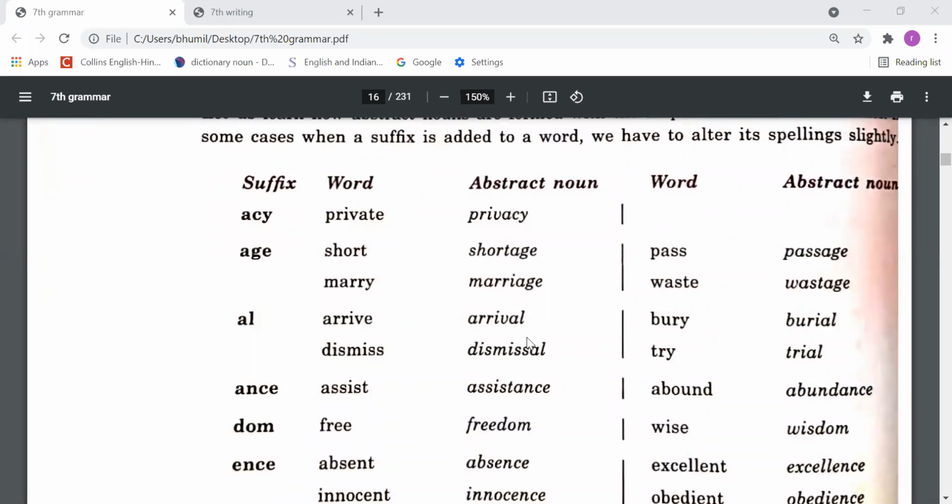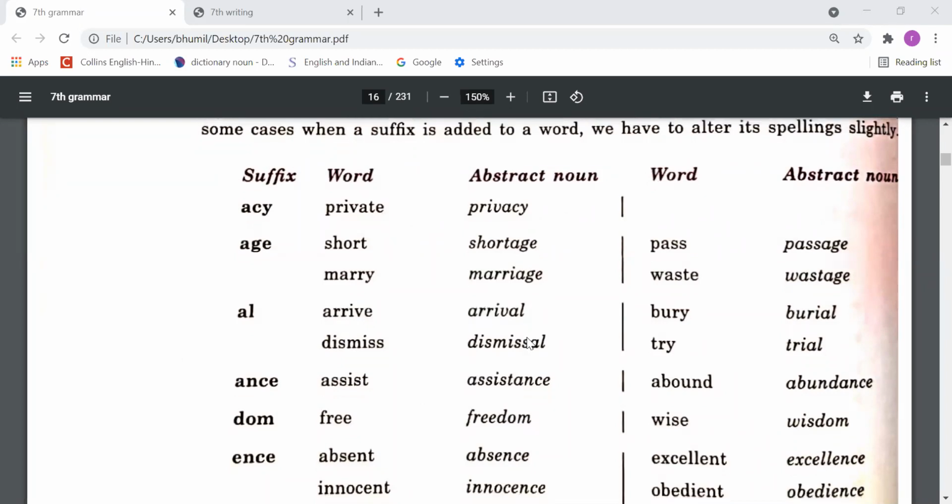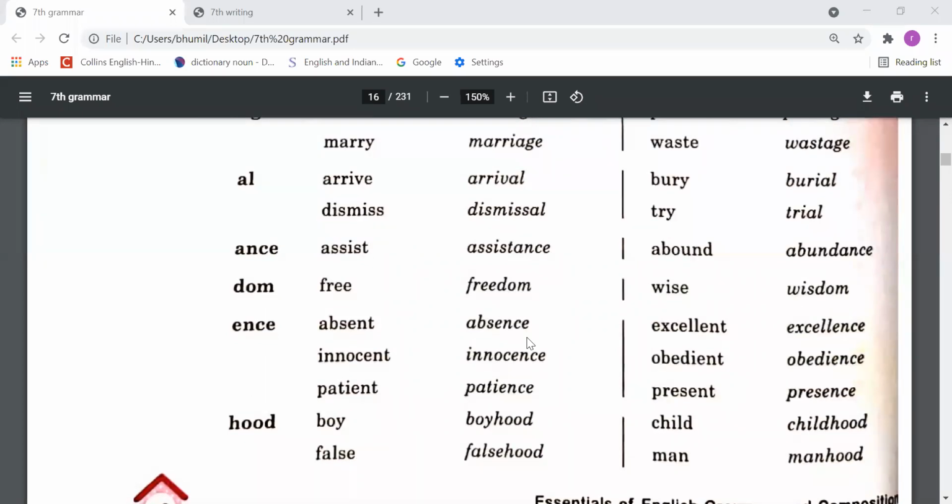Let's understand how to create abstract nouns. Private, privacy. Privacy, abstract noun. Short. Marry, marriage. Arrive, arrival. Dismiss, dismissal. Assist, assistance. Free, freedom. Absent, absence. Innocent, innocence. Patient, patience. Boy, boyhood. False, falsehood.